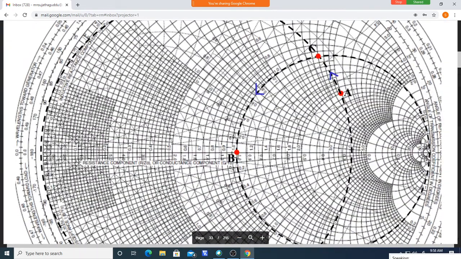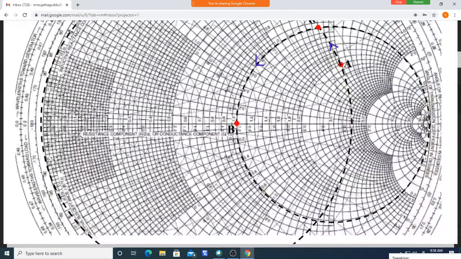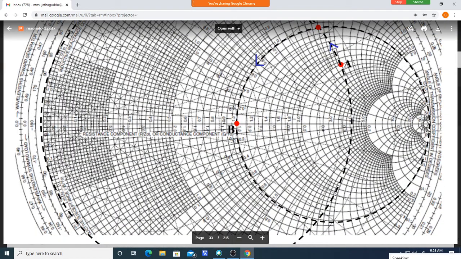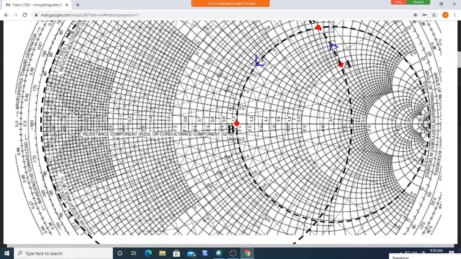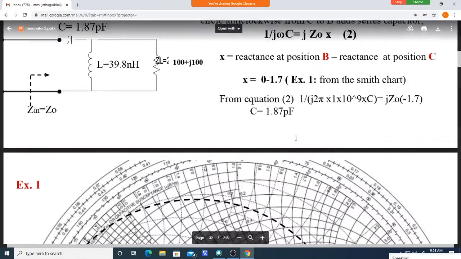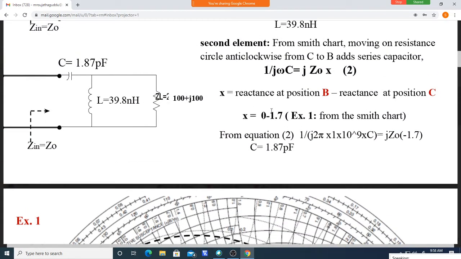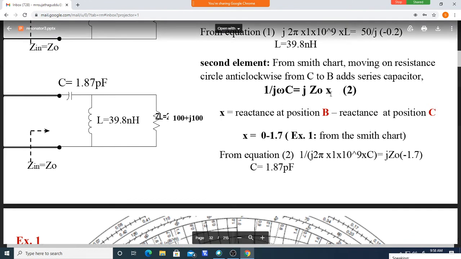What is the reactance at B? I need the reactance at B. Reactance at B is here, it is 0. The X value is 0 along the straight line. So the value is 0 here. So minus 1.7. That you should substitute here in this equation.